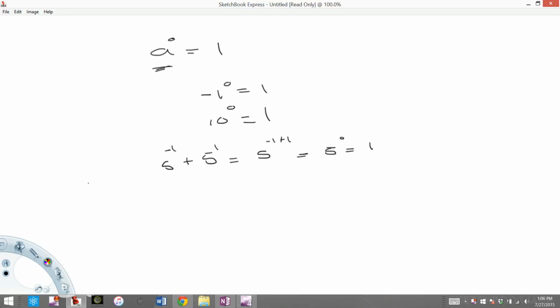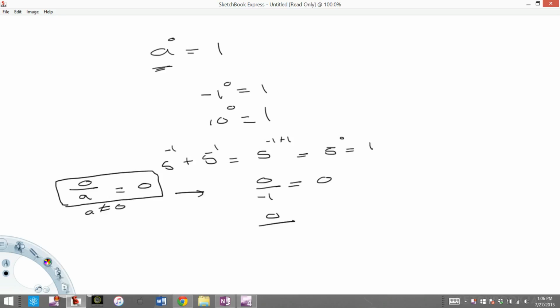Anyways, another thing is 0 divided by a, with a being any real number besides 0. So a not equal to 0 gives 0. This expression right there equals 0 if a is any real number not equal to 0. What does that mean? Well, we can have 0 divided by any number. You pick it. 0 divided by 3 equals 0. Any integer, right?